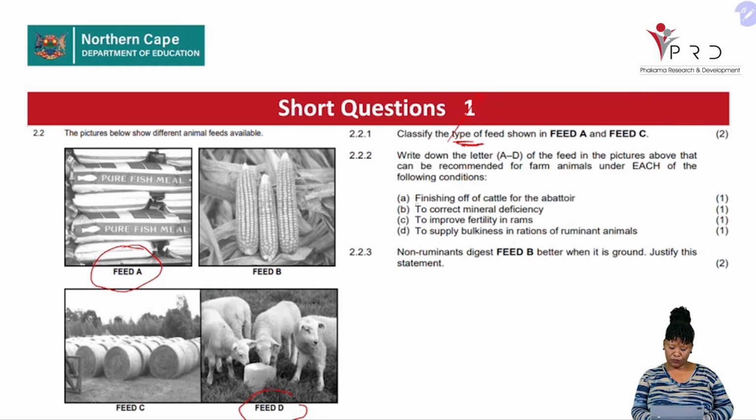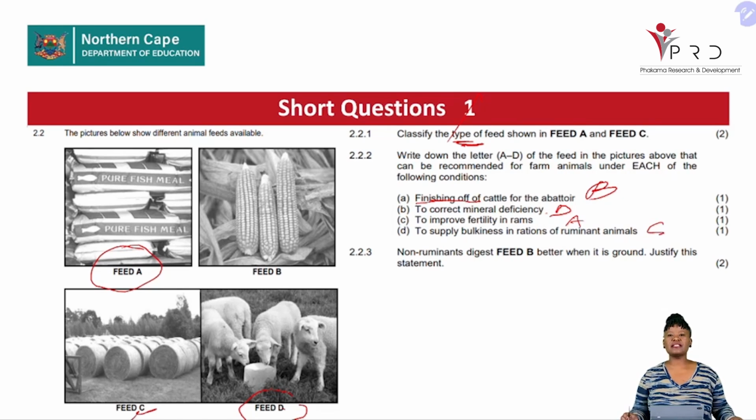You want to fatten it to finishing it off, then you use feed B. To correct mineral deficiency, there is a lack of mineral, then you give D. You want to improve fertility in rams, then you have to give something with protein, that will be A. Supplement to supply bulkiness in ration of ruminant animals, then we talk of feed C.